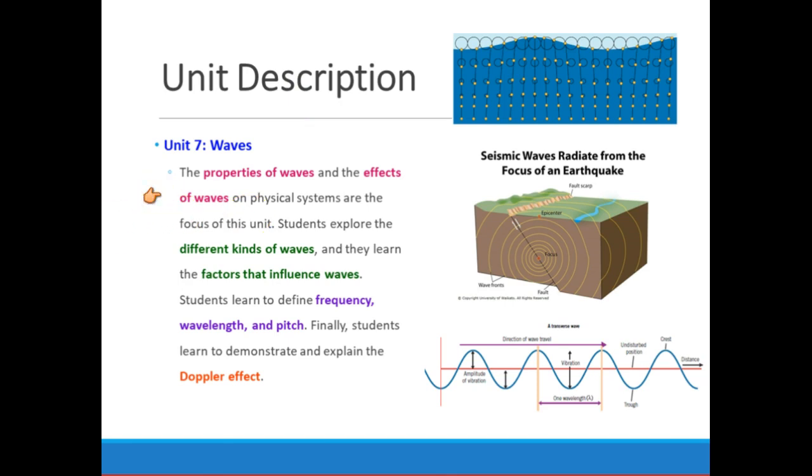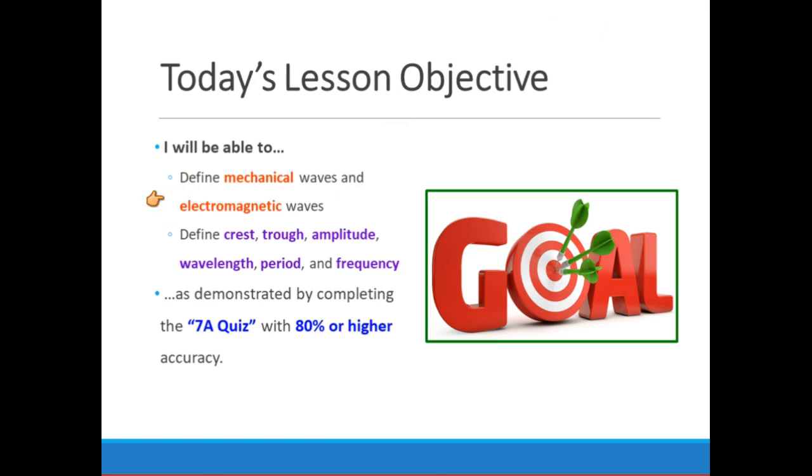Okay, so we're talking about waves. We're going to look at the properties of waves, the effects of waves, different kinds of waves and factors that can influence them. We will define frequency, wavelength, and pitch, and we'll also learn about what the Doppler effect is, which you might have heard at some point in your scientific career, but we'll learn a little bit more about how it works. So today we're going to talk about the difference between mechanical and electromagnetic waves, and then we're going to talk about the properties of waves. So we'll talk about crest, trough, amplitude, wavelength, period, and frequency. So these are 6 big words that we need to understand by the end of the class today.